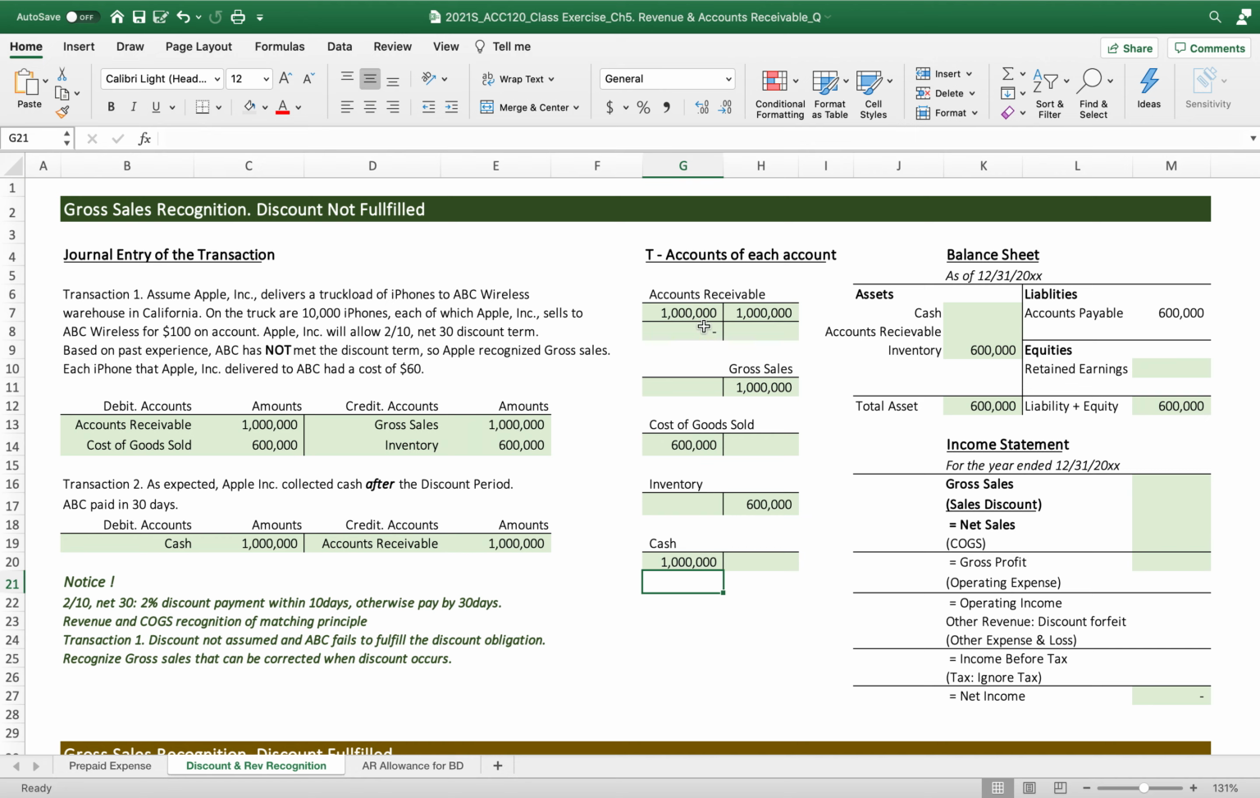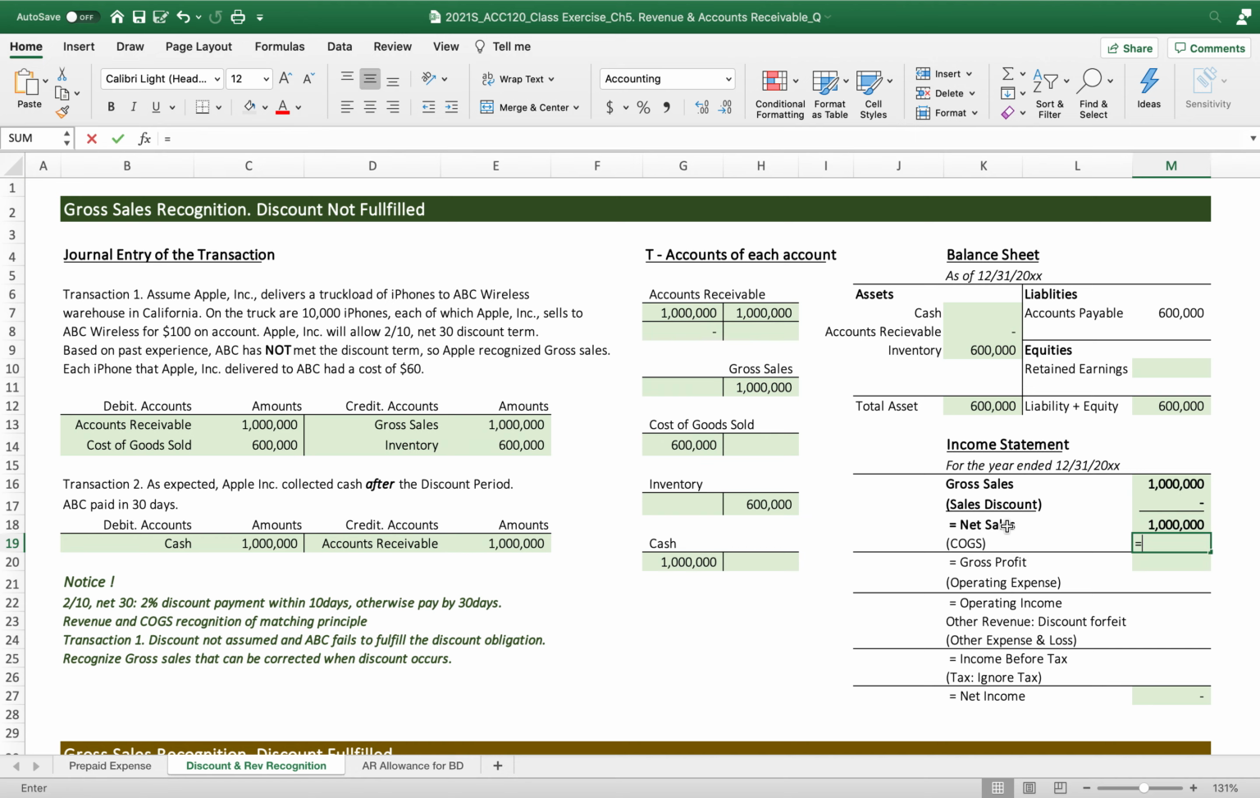Now let's pass this T account balance onto the financial statements. Accounts receivable: when the company sold $1 million and then received cash of $1 million, accounts receivable is 0. Gross sales, as you can see, this is the sales part. The sales part is comprised of gross sales minus the sales discount, and then net sales. In this case, we have $1 million. Do we have any sales discount? No, there's no sales discount from ABC Wireless, so it is 0. And net sales is just $1 million, which is the same.